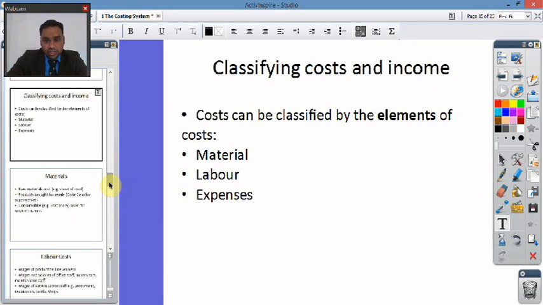So this is a costing system. It's called costing by element. Each time you get a materials cost, labour cost or expenses cost, it will be allocated to these areas. So you can allocate it to material, you can allocate it to labour, or you can allocate it to expenses. This is costing by element.